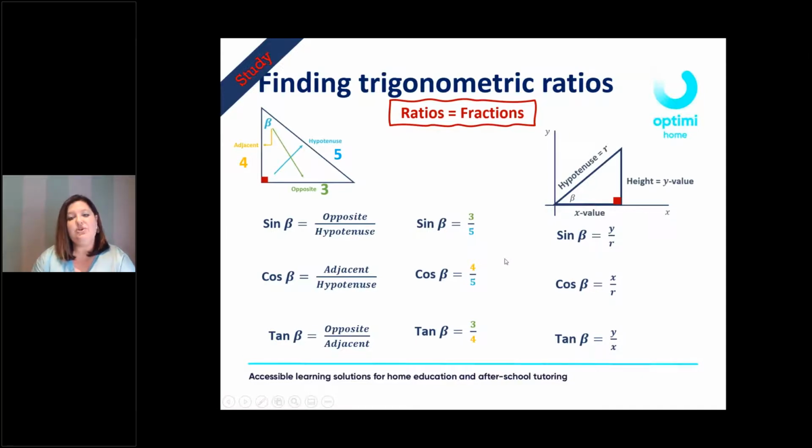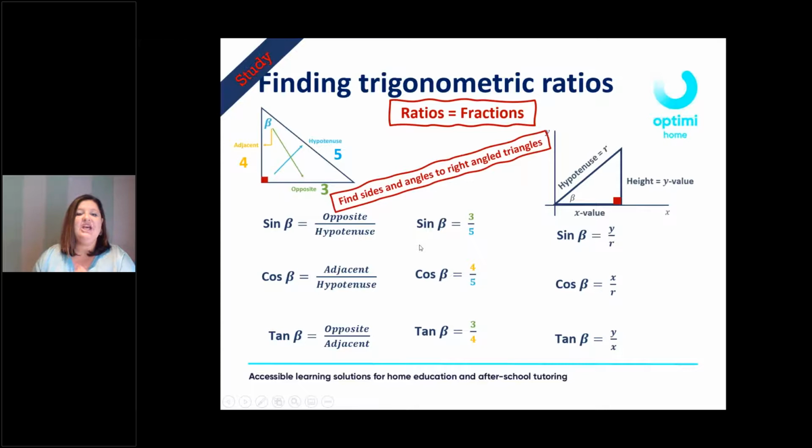Now, it's absolutely your choice. You won't be prescribed which one of the two you may use. You can choose to work with the sides, opposite, hypotenuse or adjacent, or you can use x, y, r, whichever one is the easiest for you. Right. You are going to use this to find sides and angles of right-angled triangles. And I'm sure that you actually got exposed to those kinds of questions already in grade 10.